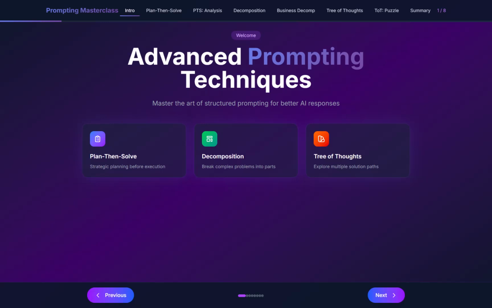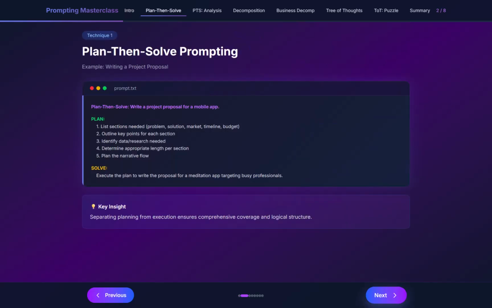The first technique in our list is plan then solve. We are going to see a project proposal example. Let's begin with the first technique, plan then solve prompting. This is one of the most underrated but most powerful methods. Humans don't jump straight into complex work. We first plan and then we execute. But most prompts skip this planning stage.